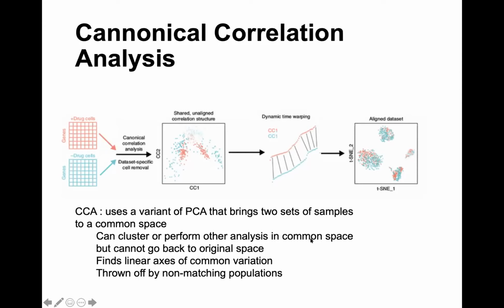But one of the problems is that it assumes to some extent that you have some shared axes of variation across almost all of the data sets. So if there's a cell type that's present in one data set and not present in another, CCA can get thrown off by this and think, well, that's a unique kind of variation, and I don't want to preserve that when I'm learning this common basis.